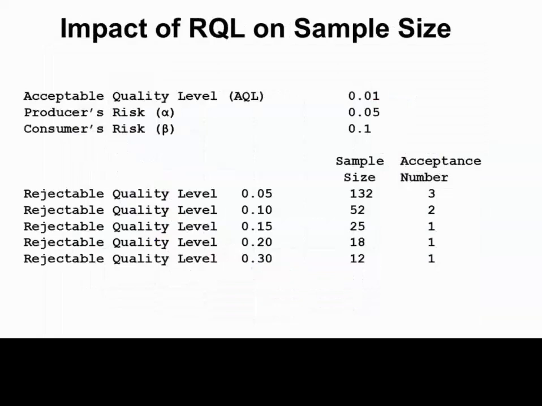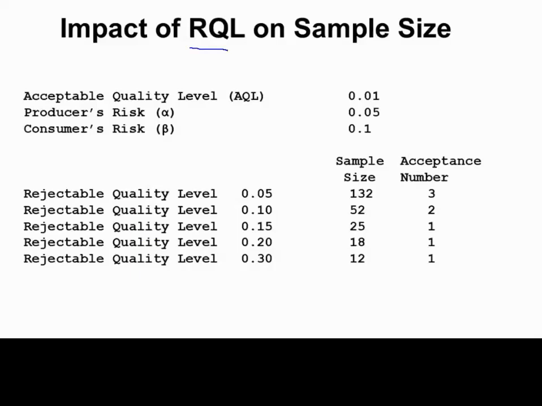Now, one issue you may have already realized is that some of these sample sizes we're talking about are quite large. So you might say, well, I can't look at 130 units. I mean, that's ridiculous. So what can we do to reduce the sample size? We can't just say, well, we'll accept 50% errors. I mean, that's not what we can do. But we could increase the RQL.